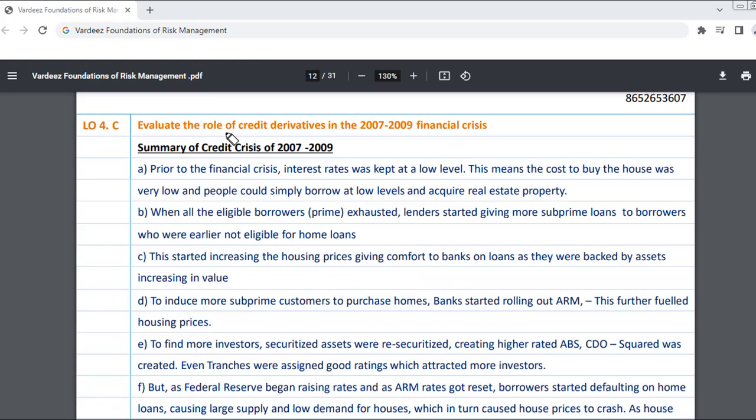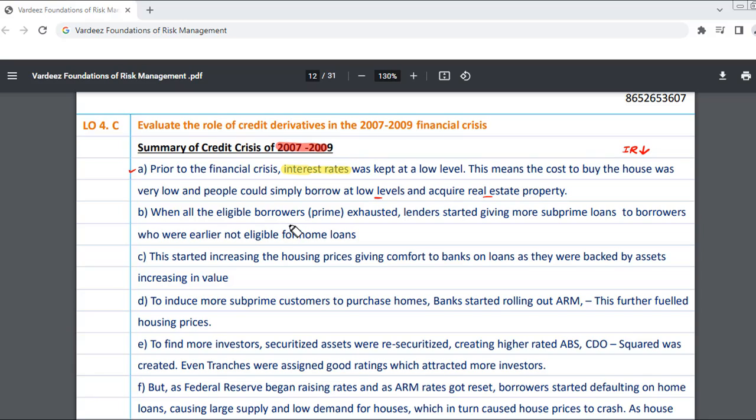Okay, let's evaluate the role of credit derivatives in the financial crisis. But before that, let's understand the credit crisis of 2007 to 2009 that I have summarized here. Prior to the financial crisis, interest rates were kept at a very low level. Understand, if interest rates are low, this means a great opportunity for all the borrowers to buy a house at a low cost. People could simply borrow at low levels and acquire real estate property. So it's a good situation for the borrowers.